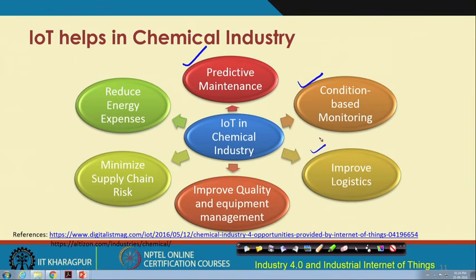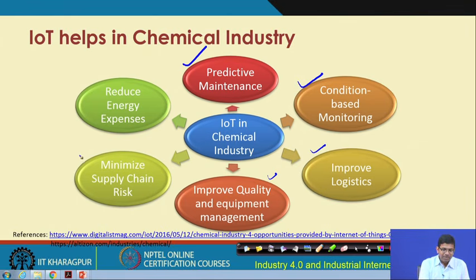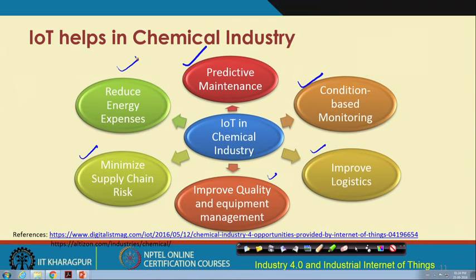Improvement of logistics could also be done, improvement of the quality, improvement of the management of the different equipments in these industries, minimizing the supply chain risk and reduction of energy expenses. These are the different benefits that could be achieved through IoT integration in the chemical industry.